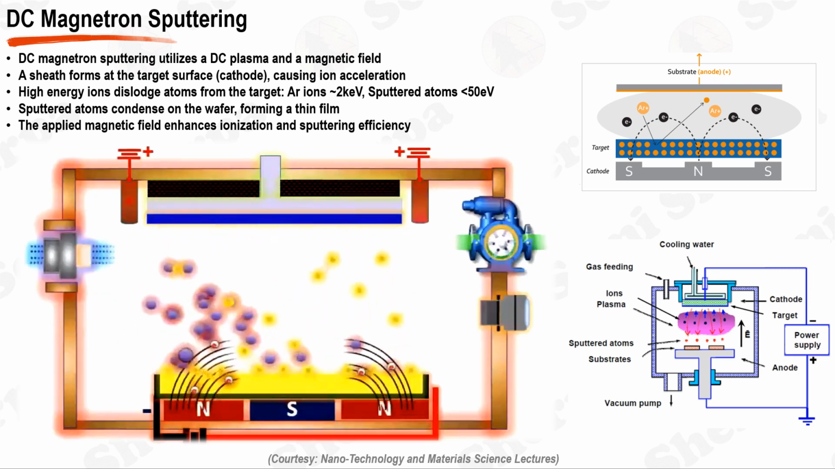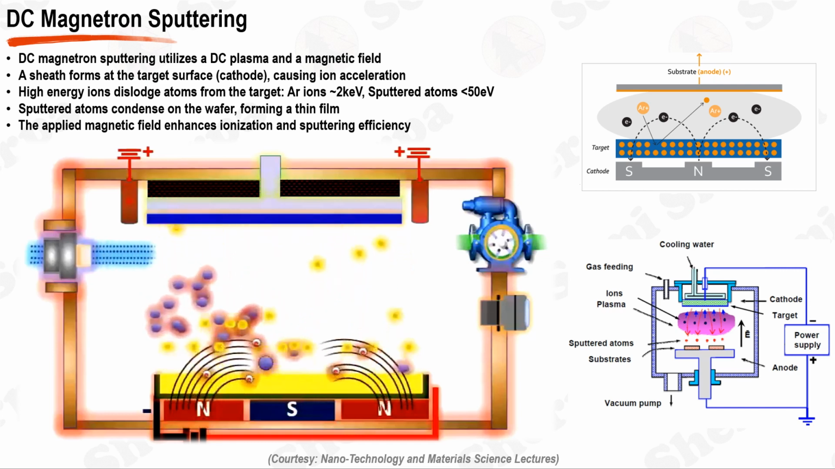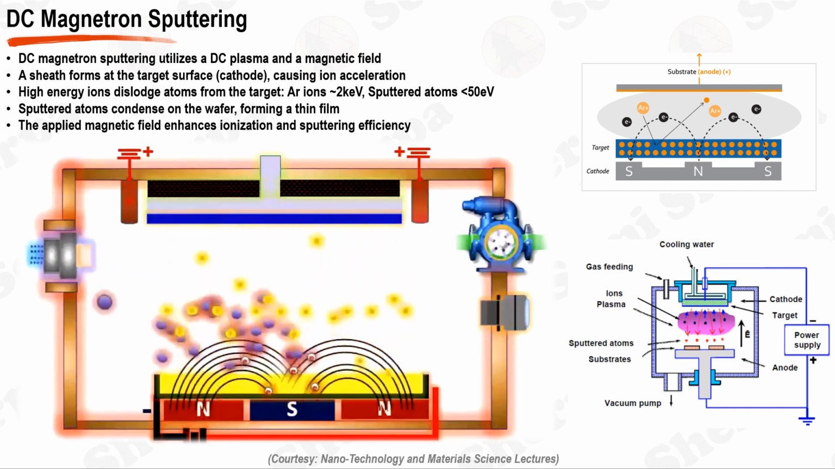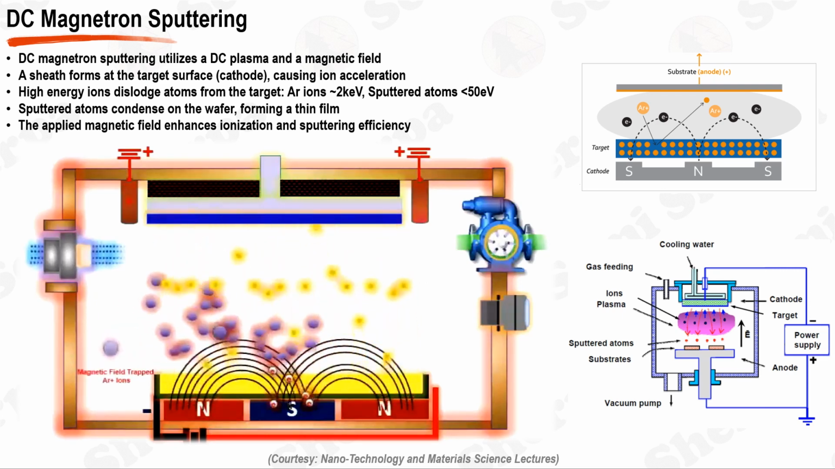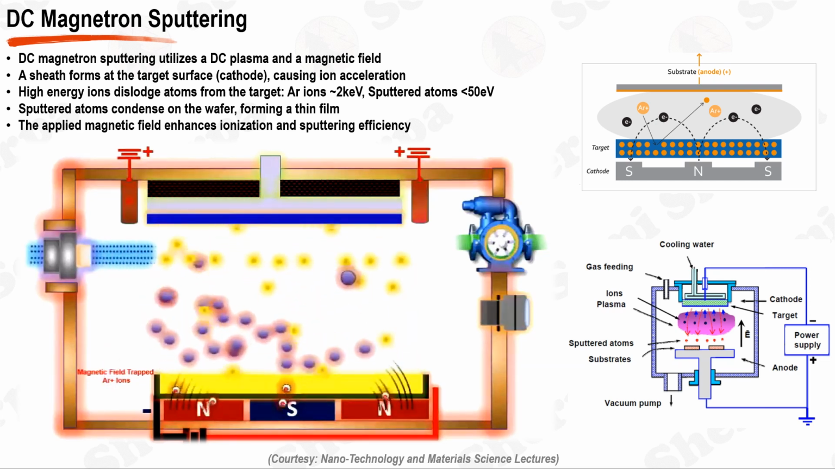The key to the sputtering process is the formation of a sheath at the target surface. As the DC voltage is applied, high-energy electrons are repelled, and ions are accelerated towards the target. Upon striking the target, these ions dislodge, or sputter, atoms from the target material, which then move and condense on the wafer, forming a thin film.